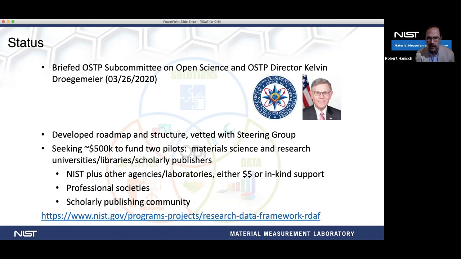We want to work with professional societies, with the scholarly publishing community. And we have recently set up a website to capture all the information related to the framework. And that URL is listed here, and that is alive.